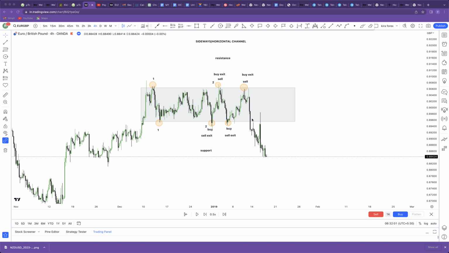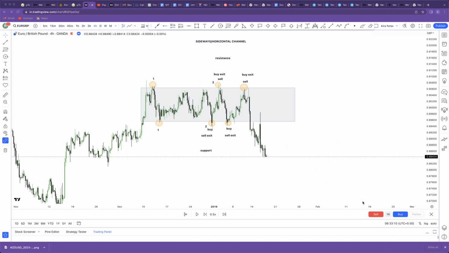Now the reason why I keep saying that you should take your profit at the resistance or the support is, you can see what's happening here. You can see that price broke out. So this can happen. That is why anytime you buy, you take your profit at the resistance. Anytime you sell, you take your profit at the support. So basically, this is that for sideways channel.